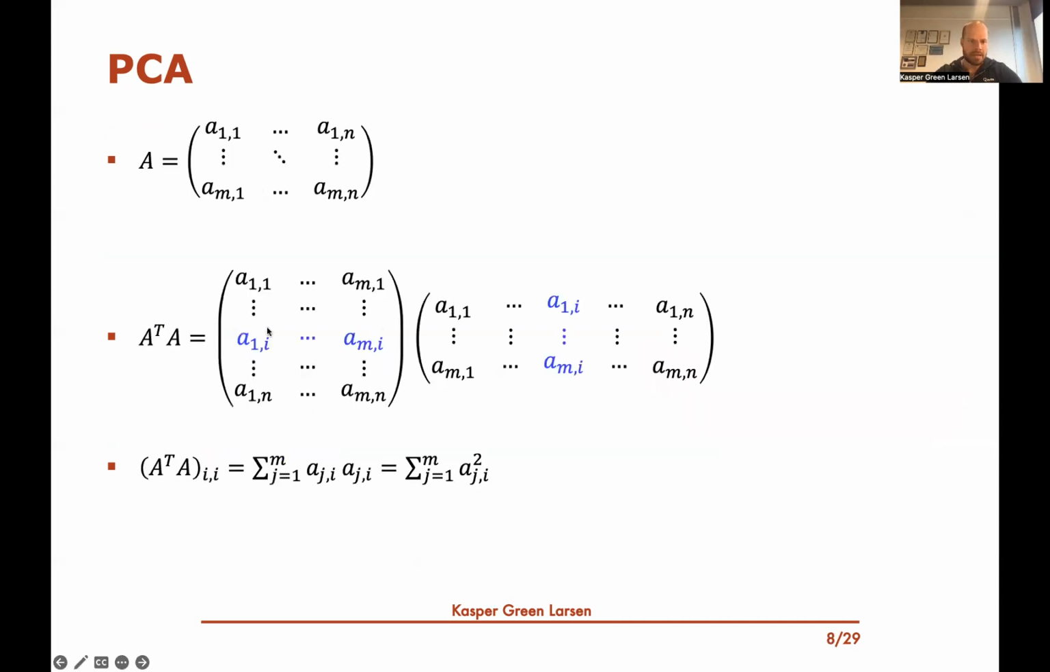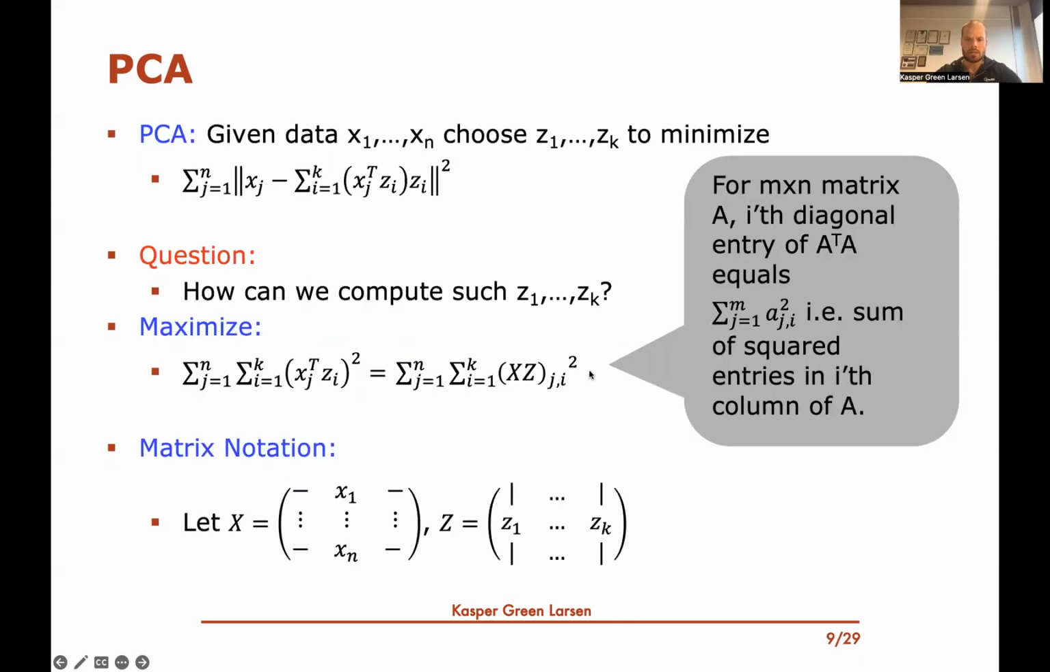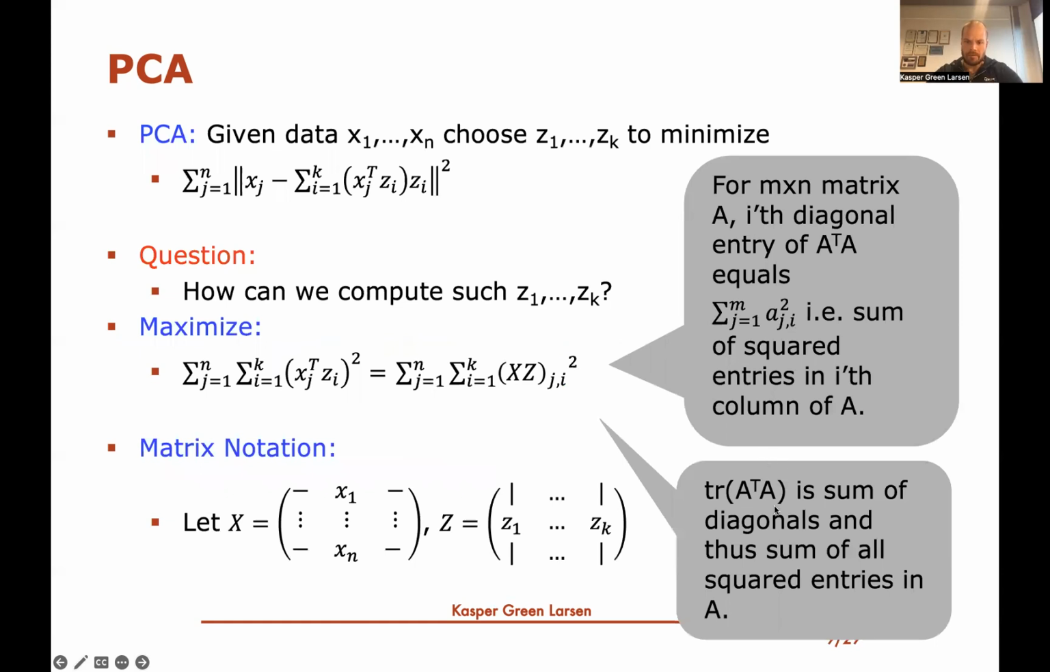This can be seen like this: for the entry (i, i) of A transpose A, you take the ith row, which is the ith column of A, and multiply with the ith column, and so we just get this sum of squares in the ith column of A. So each of the diagonal entries of A transpose A corresponds to the sum of squares in a column of A. If I now look at the trace of A transpose A, the trace of a matrix being defined as the sum of the diagonal entries, then since each diagonal entry is the sum of squares in one column, summing everything on the diagonal gives the sum of the squares in all the columns, and hence the entire matrix.